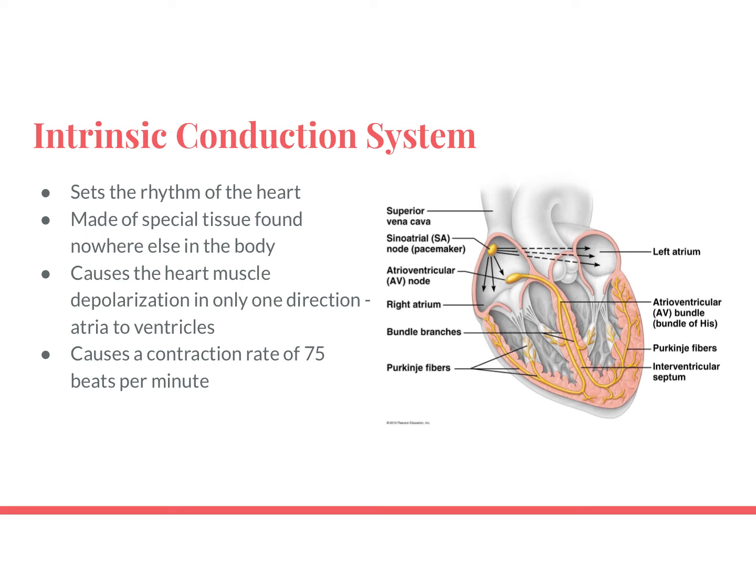Okay, so the intrinsic conduction system is the system that sets the rhythm of your heartbeat. This set of tissues is special and it's found nowhere else in the body, so it really only exists in the heart. It causes the heart muscle to depolarize only in one direction, so it always is going from atriums to ventricles. And then it causes a contraction rate of about 75 beats per minute. Obviously, that's just an average. Everybody's a little different.